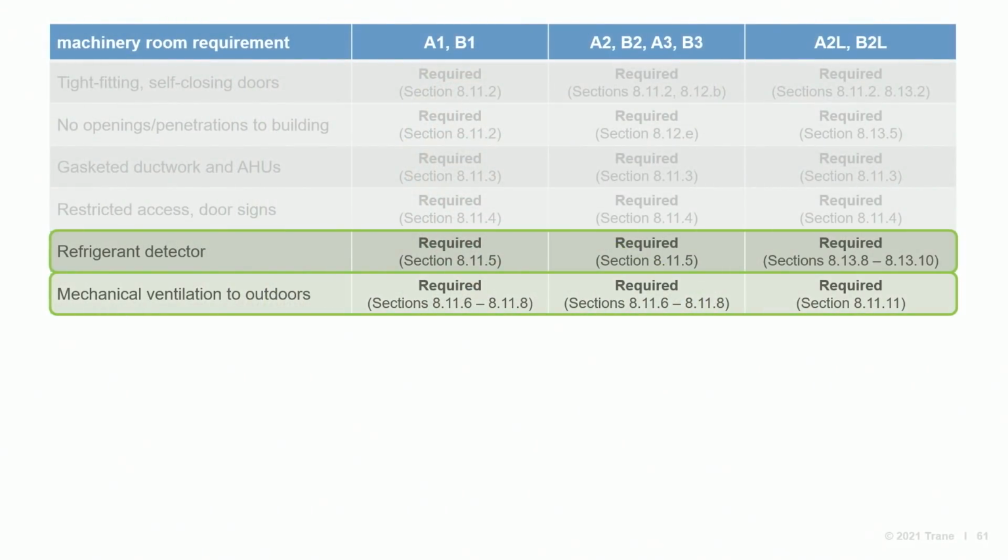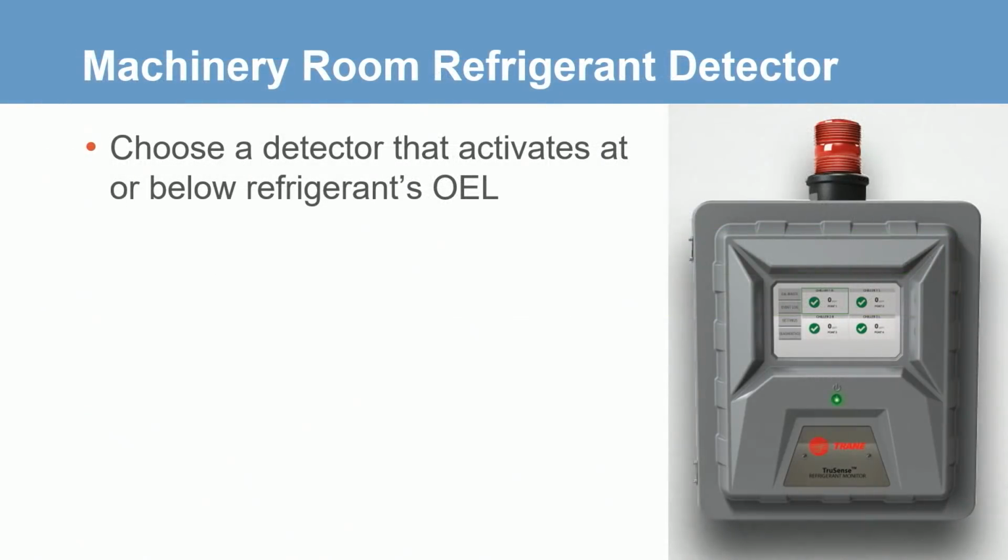And other requirements differ based on the refrigerant safety classification. For example, your machinery room requires a refrigerant detector to detect if a refrigerant leak occurs, and mechanical ventilation to remove that leaked refrigerant. But the specifics vary. For all refrigerants, you need to choose a detector that's able to measure below the occupational exposure limit, or OEL, of the refrigerant being used.